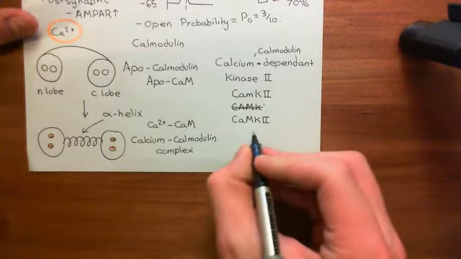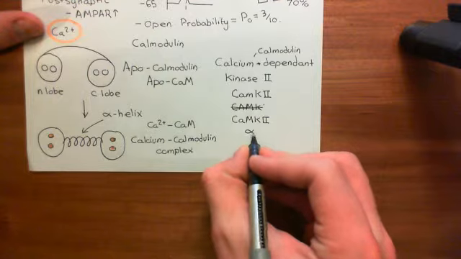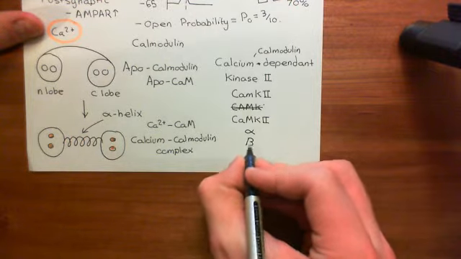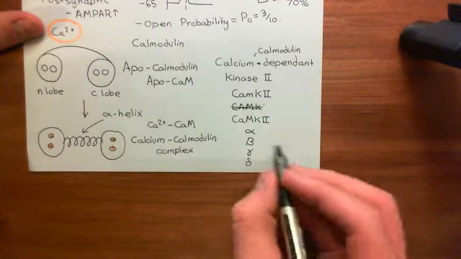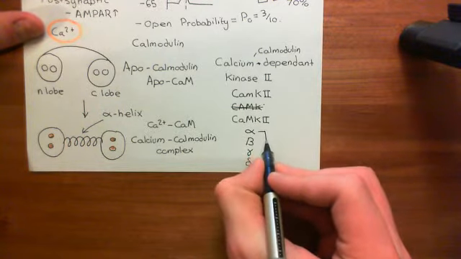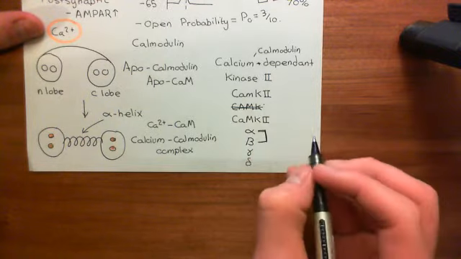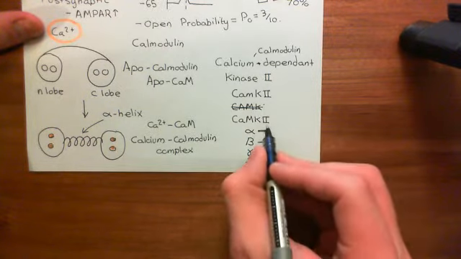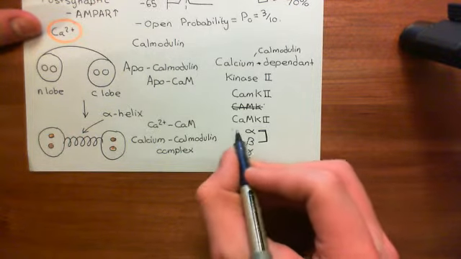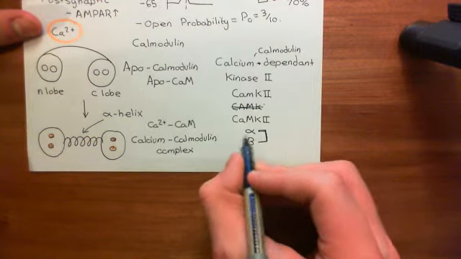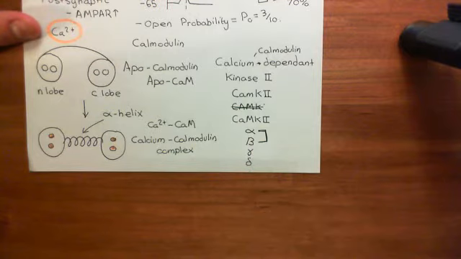Now there are 4 different forms of calcium calmodulin dependent kinase 2: the alpha form, the beta form, the gamma form, and the delta form. For our purposes, we're talking about the brain. The 2 most common forms within the brain are the alpha and the beta form. CAM kinase 2 alpha is the most important one, beta is the second most important, and these other 2 are a little bit more niche.